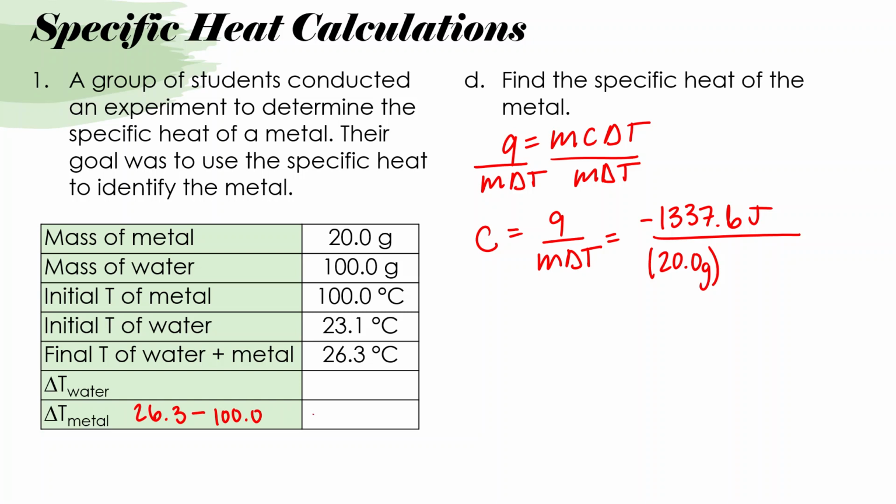This is going to be a negative number, which makes sense because the metal lost heat. I'm going to put that number down here. The two negative signs from losing heat and from the delta T are going to cancel, so we'll end up with a positive number for my specific heat here. I'm going to need to divide to get my answer. This gives me a specific heat of 0.907 joules per gram degree Celsius.